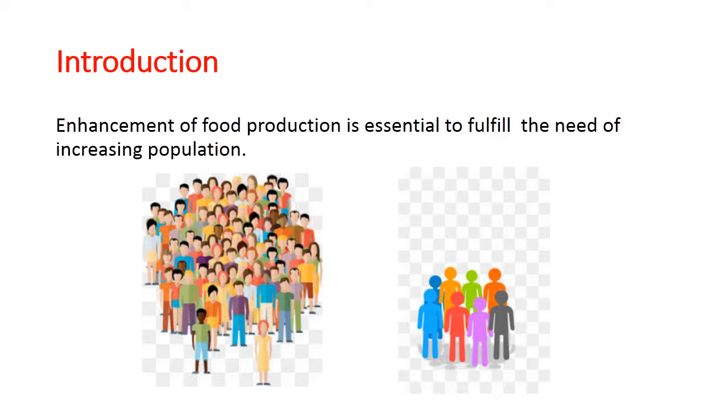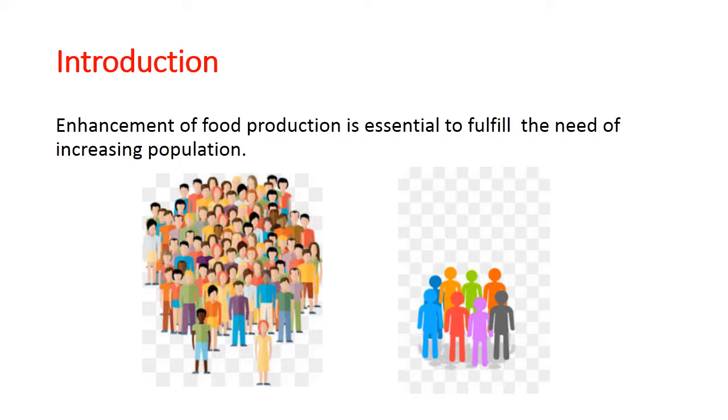Most of the agricultural land is being utilized for commercial purposes, that means for road construction, for railway tracks and for commercial building construction. For all these purposes, they are utilizing agricultural land. So agricultural land keeps on decreasing, but the population is increasing.